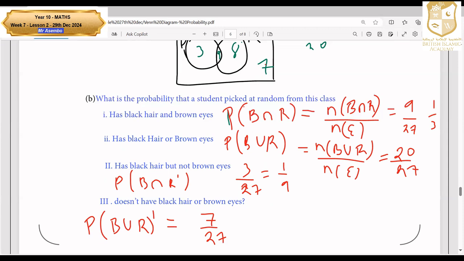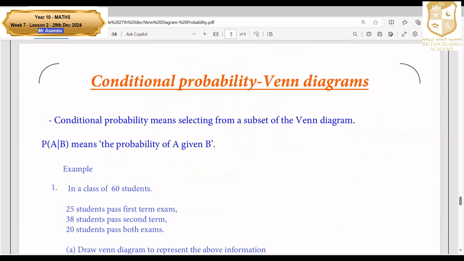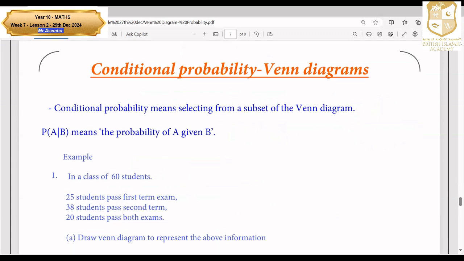Now, let's move a little bit further to a more challenging part, conditional probability when it is involving the Venn diagram. Conditional probability involving the Venn diagram. Now, conditional probability here means we're simply going to select a subset of that given set in the Venn diagram.